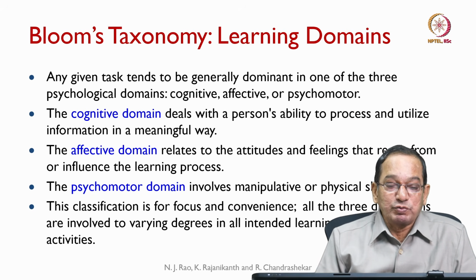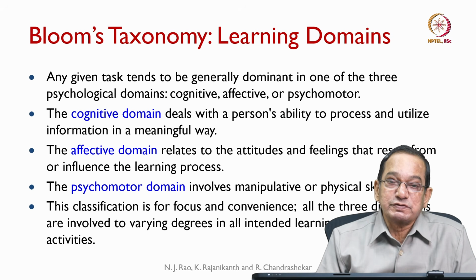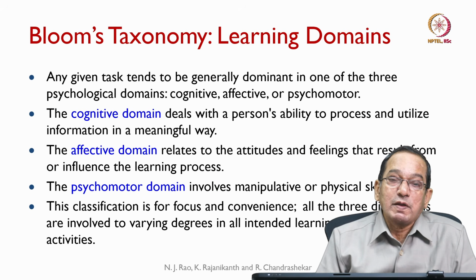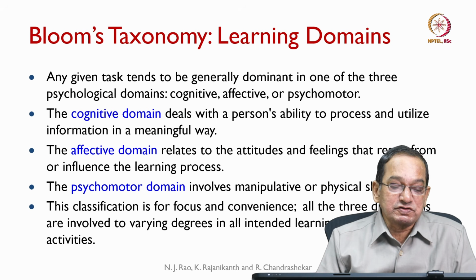The original proposal of Bloom, the original Bloom's taxonomy, suggested three learning domains. Any given task tends to be generally dominant in one of these three domains. According to the original Bloom's taxonomy, the three domains of learning are cognitive, affective, and psychomotor. So, any given task tends to be dominant in one of these domains, though all the three domains are in general involved in any given task.